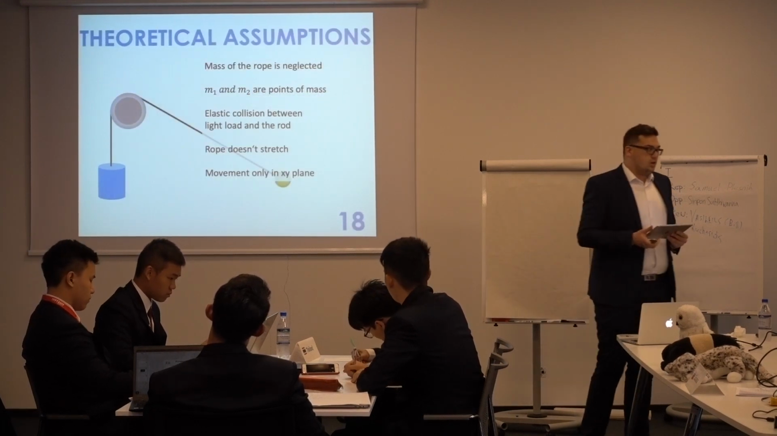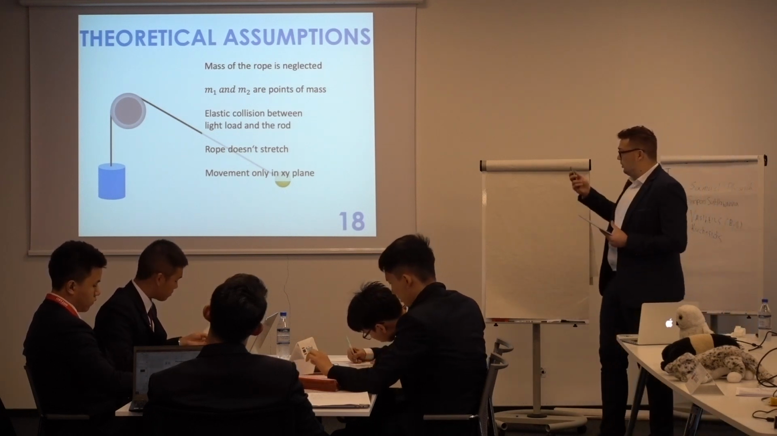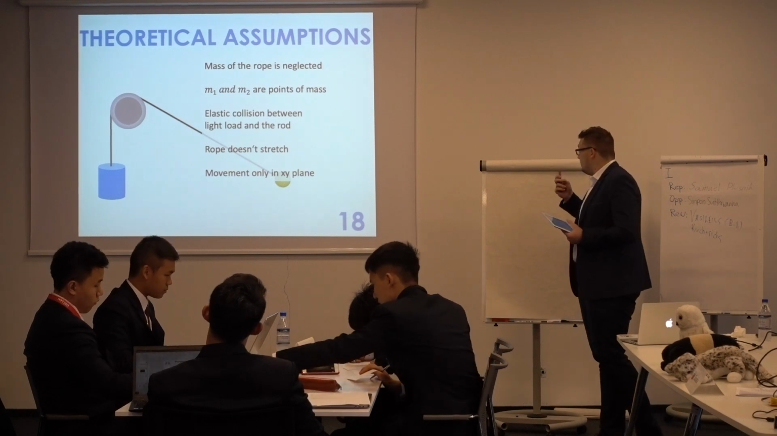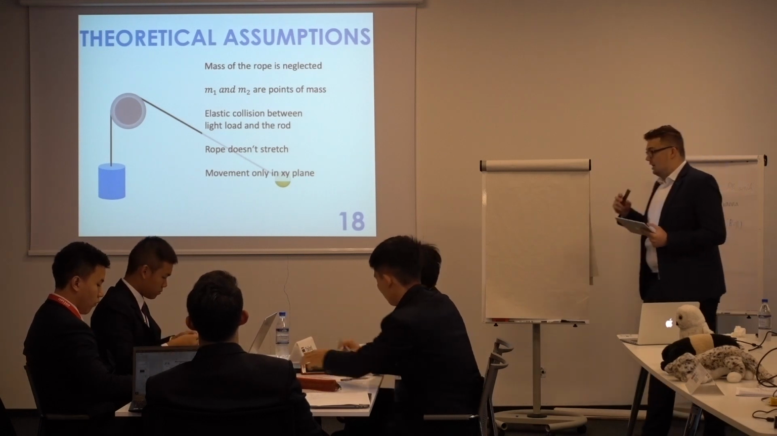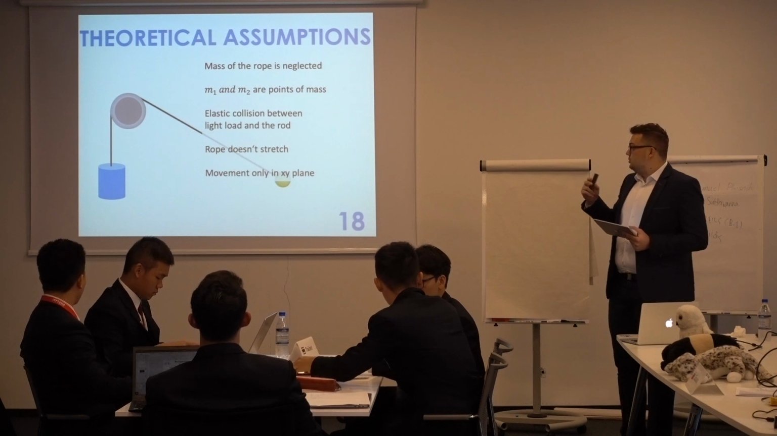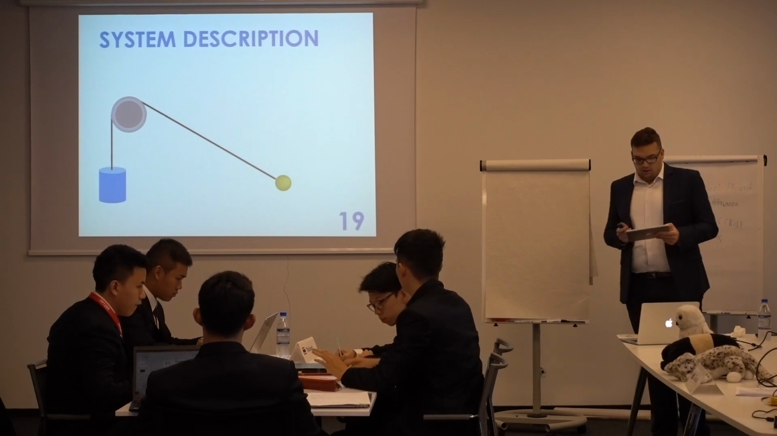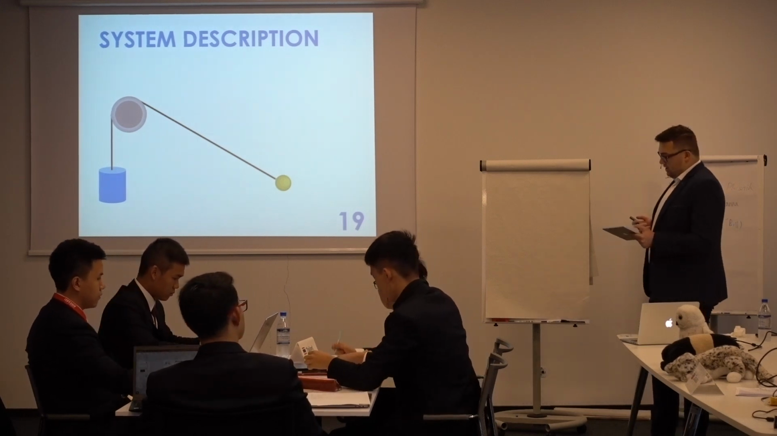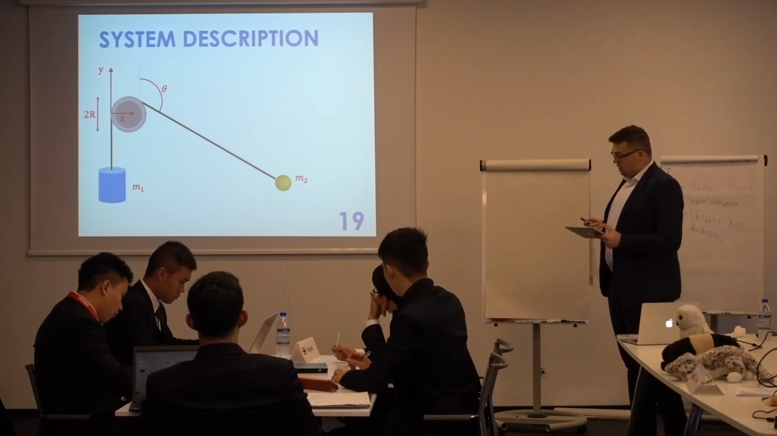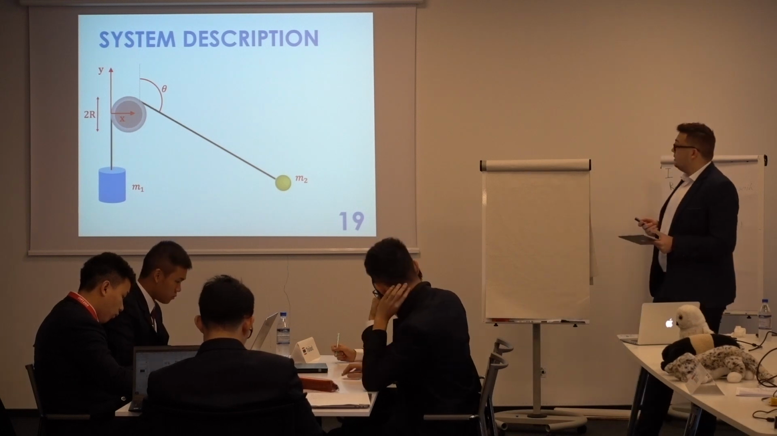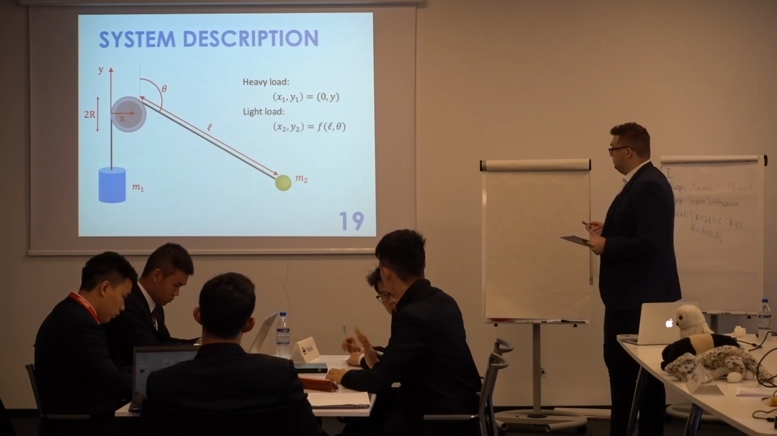Now let's take a look at our exact theoretical model. We assumed the following, the most important of which is that the mass of the rope is neglected, and that the collisions between light load and the rod are elastic. We can describe the whole system at any moment by the position of the two loads. Heavy load moves only in y direction, and we describe the light load by its polar coordinates L and theta.